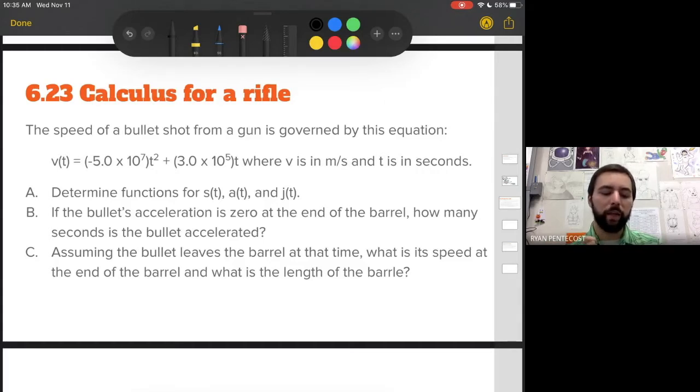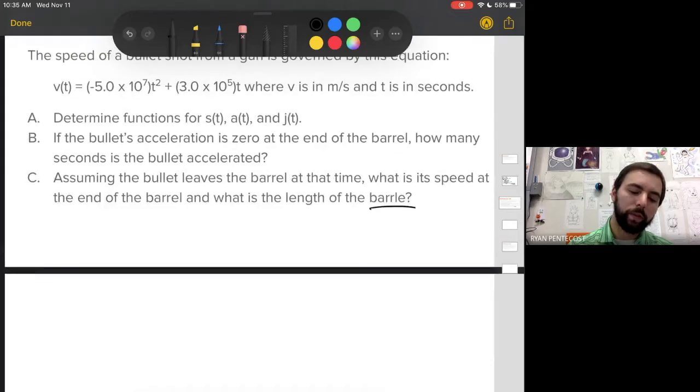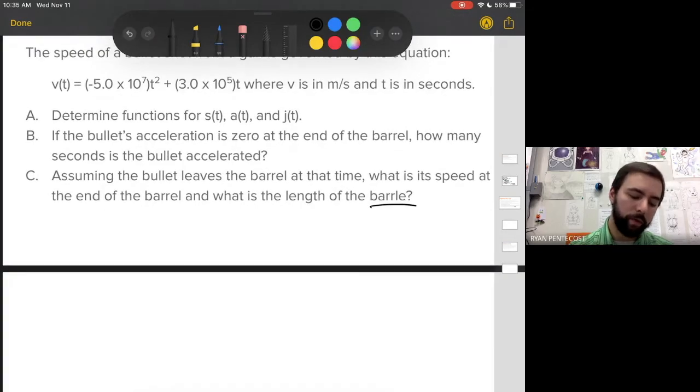Then B asks, if the bullet's acceleration is 0 at the end of the barrel, how many seconds is the bullet accelerated? Then C asks, assuming the bullet leaves the barrel at that time, what is its speed at the end of the barrel, and what is the length of the barrel? Oh, and I have a typo there. So let's get that equation down real quick before we start our math.